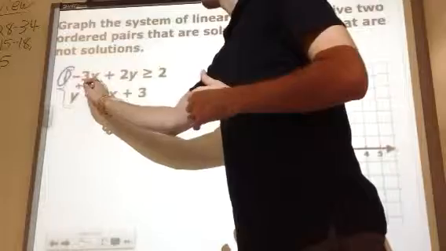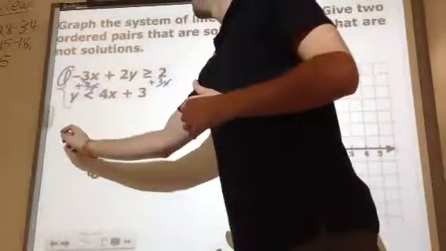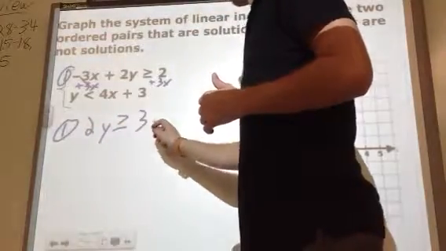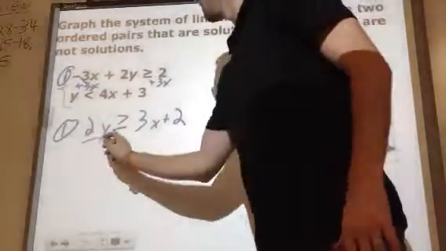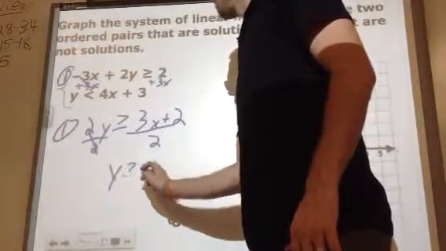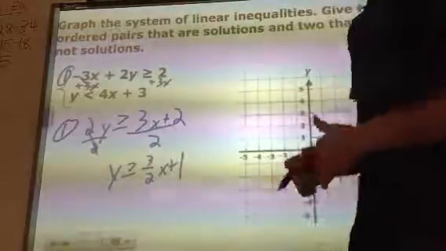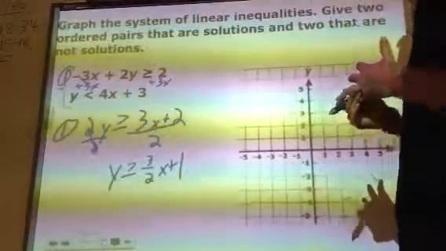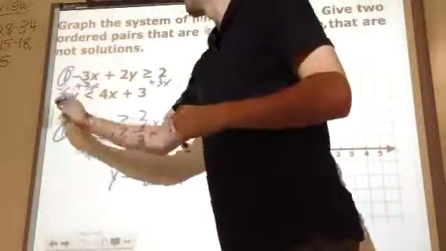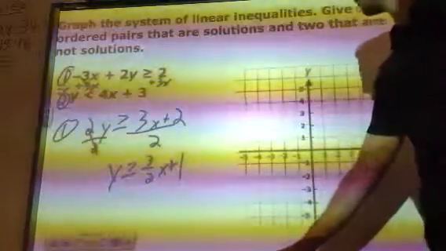So for inequality 1 up here, I'm going to add 3x on both sides, and then we have 2y is greater than or equal to 3x plus 2. Divide both sides by 2 to get y by itself. So y is greater than or equal to 3 halves x plus 1. Divide everything on the other side by 2. And for inequality number 2 up here, that's already in slope-intercept form, y is already by itself. So let's go and graph this.